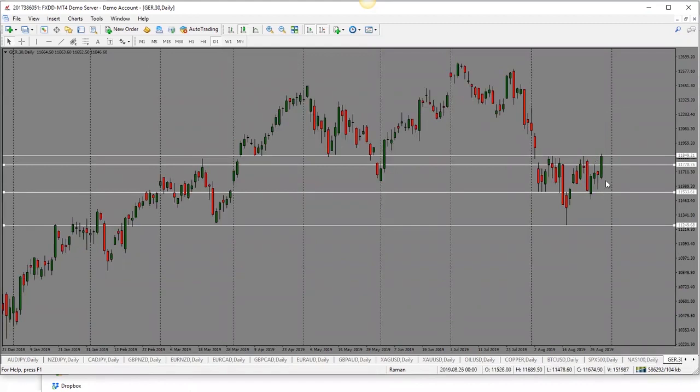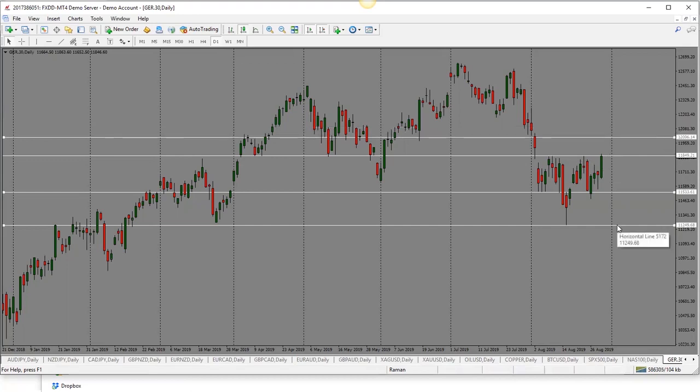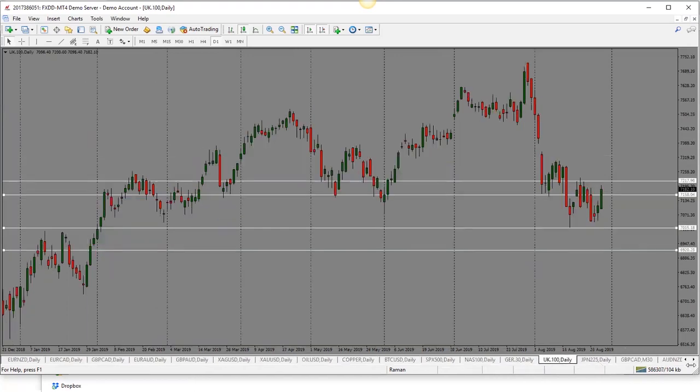DAX here, a big move to the upside. We are right into our resistance level here. So we do need to see price basically get to the other side first. So 12,000 will be the target for DAX.